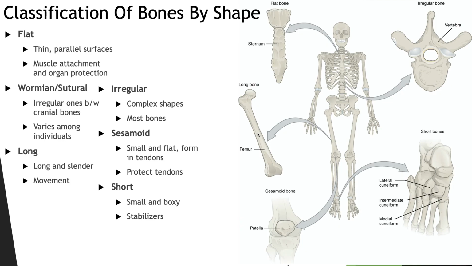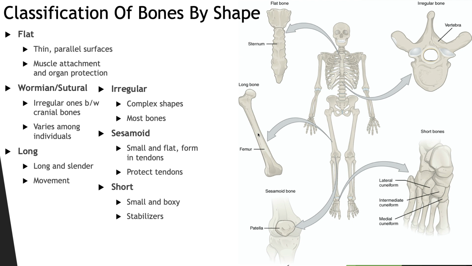So bones are usually classified according to shape and structure, and also their surface features. So flat bones can be classified as having thin and roughly parallel surfaces, and flat bones form the roof of the skull, the sternum, the ribs, the scapula, and they also provide protection for the underlying soft tissues and offer an extensive surface for the attachment of skeletal muscles.